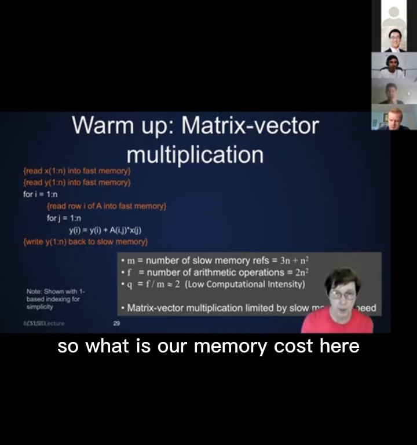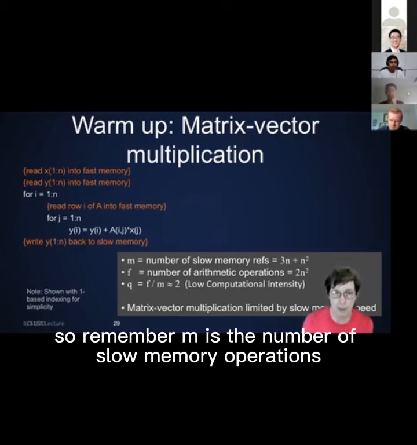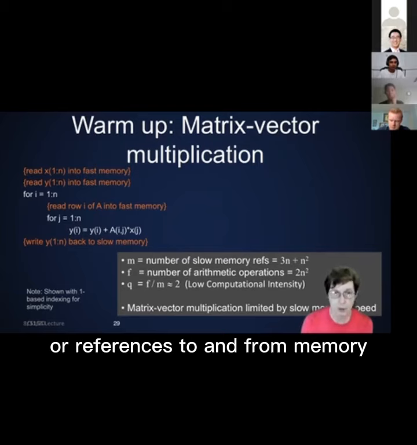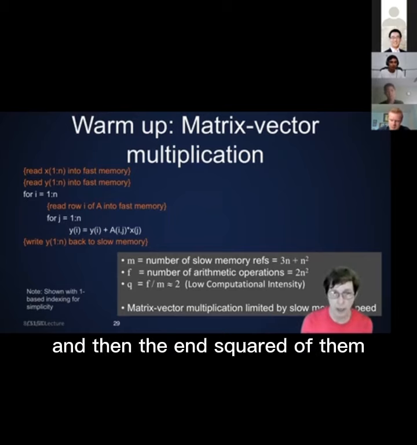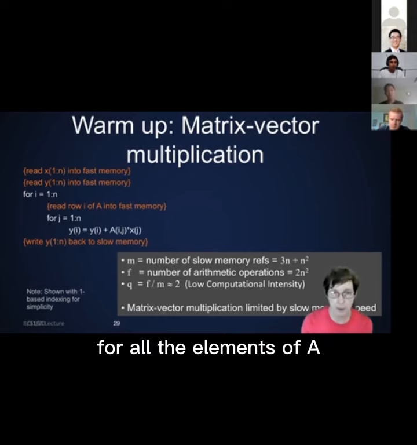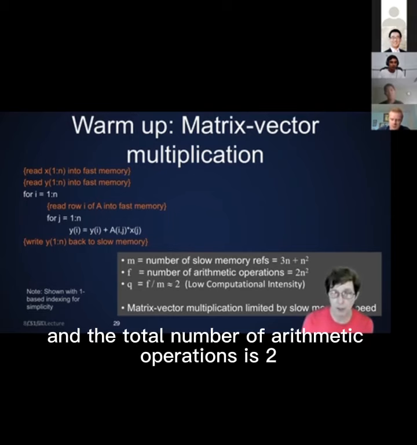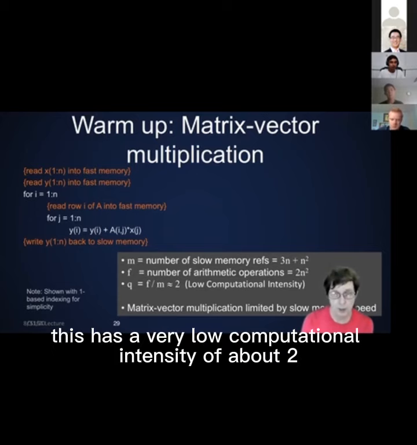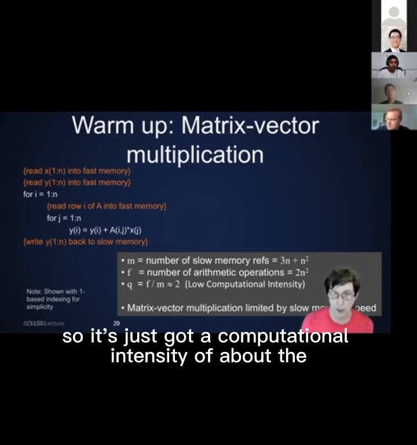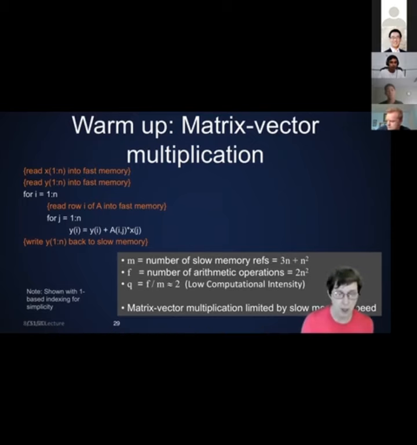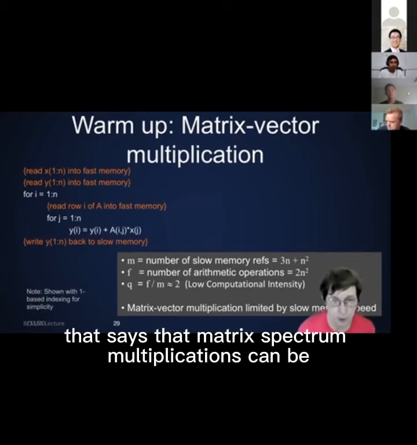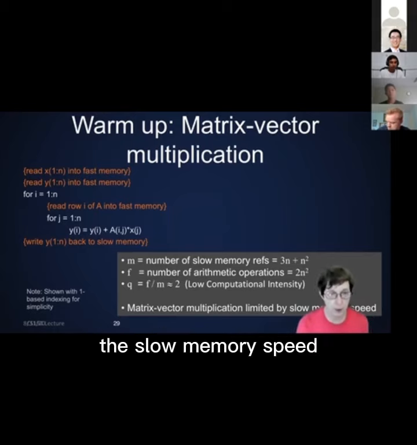So what is our memory cost here? Remember, M is the number of slow memory operations or references to and from memory. So there's 3n of those, for the x, the y, and the y at the end, and then the n squared of them for all the elements of A. And the total number of arithmetic operations is 2n squared. So this has a very low computational intensity of about 2. It's about 2n squared divided by n squared, ignoring the 3n here. And so that says that matrix vector multiplication is going to be limited by the slow memory speed.